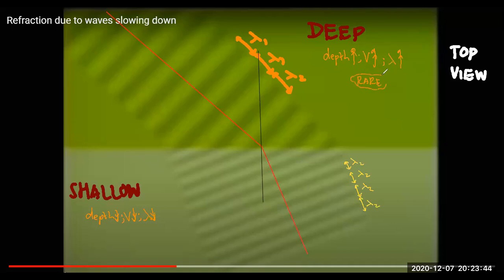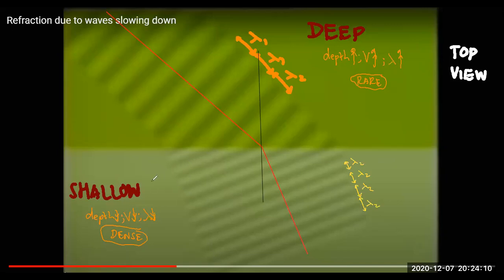It's like the rarer medium. Wherever the wave travels at a slower speed, that is considered to be the denser medium. But here the medium is water. Both are water, but this is deep water and this is shallow water, so we consider them as two different media.